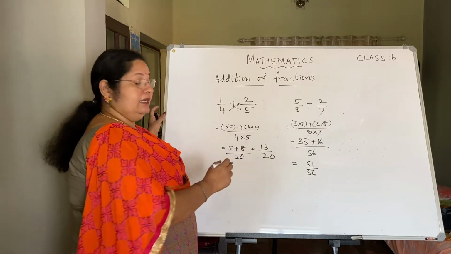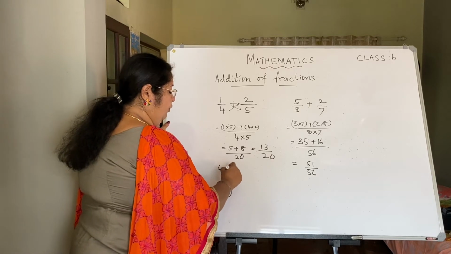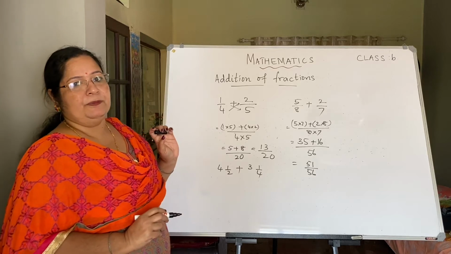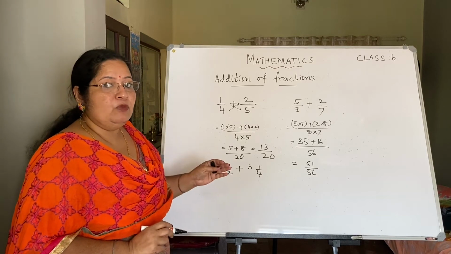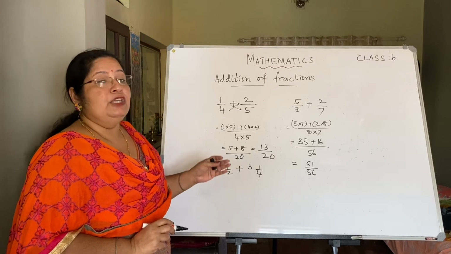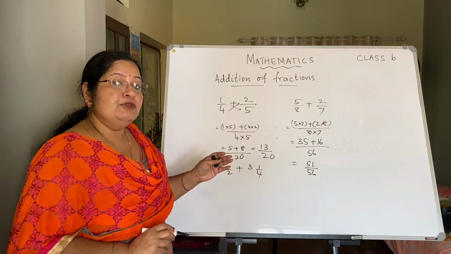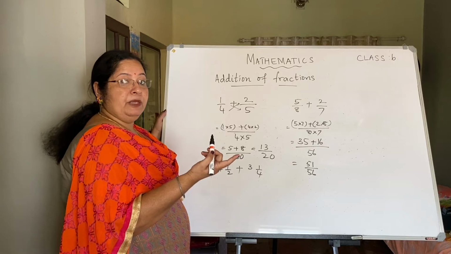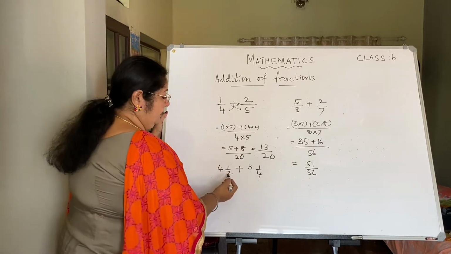Supposing you are given say mixed fractions. Say 4 1 by 2 plus 3 1 by 4. Mixed fraction. So the first step here, what you have to do is you convert the mixed fraction into improper fraction. So mixed fraction to be converted to improper fraction, how do you do it?